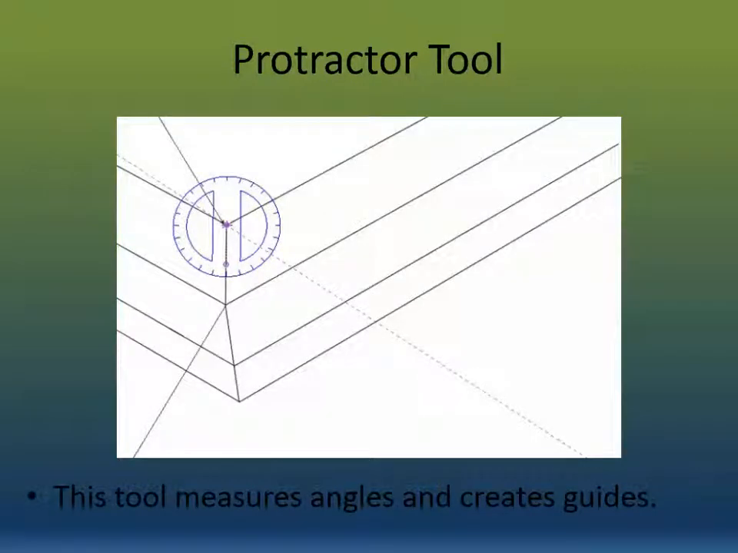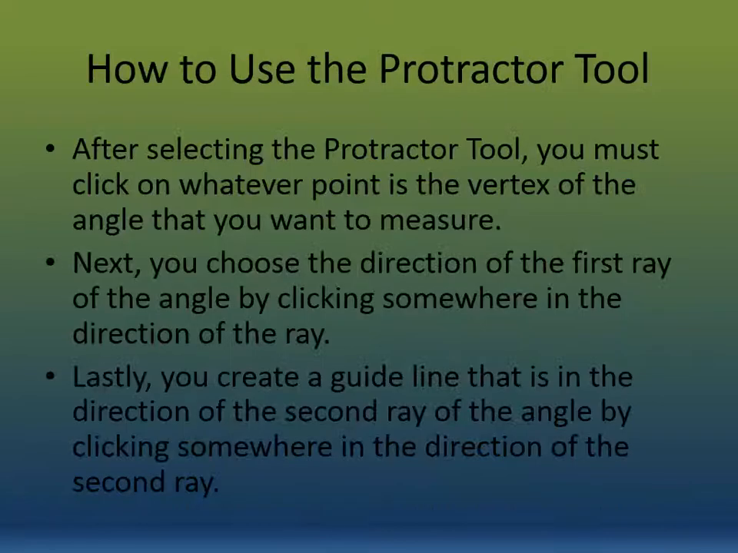Now we're talking about the protractor tool, which measures angles and creates guides. If you want to design a certain curved side, you can use this to keep track of the angle of the curvature. After you select the protractor tool, you must click on whatever point is the vertex of the angle that you want to measure, and next you choose the direction of the first ray, one of the 2 rays that form the angle at the vertex.